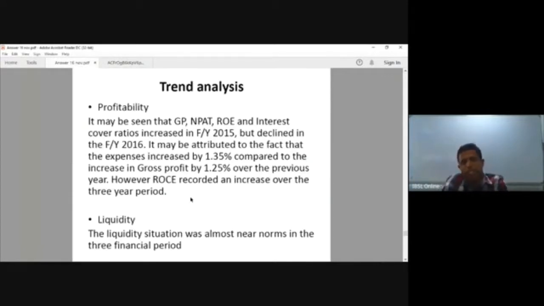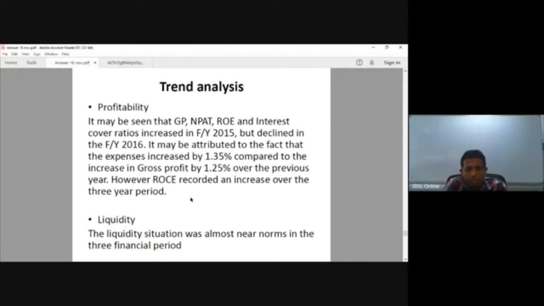Interpretation and risk analysis. Taking profitability, it may be seen that GP, NP, ROE and interest cover ratios increased in financial year 2015 but declined in 2016. It may be attributable to the fact that expenses increased by 1.35 compared to the increase in gross profit by 1.25 over the previous year. However, ROCE recorded an increase over the 3 years.